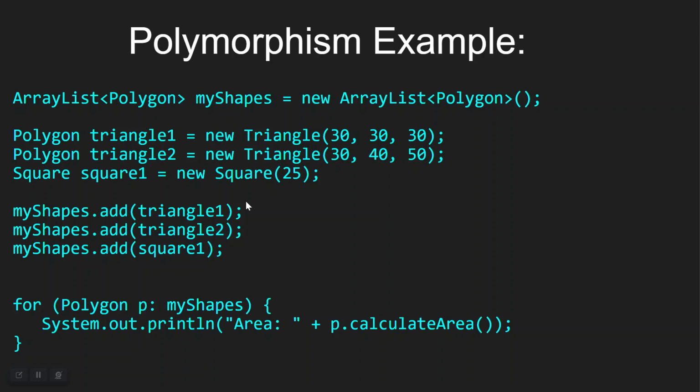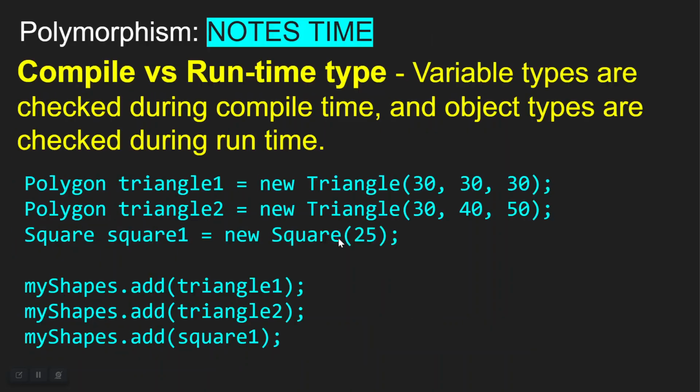array list of polygons. And now I can loop through every polygon that's in my shapes and call the calculateArea method. And obviously, the way that the triangles are going to calculate area is going to be a different formula from how the square is going to calculate the area. So again, that kind of gives you an idea of polymorphism, how that's going to work.